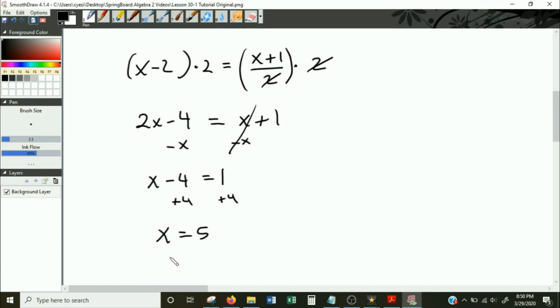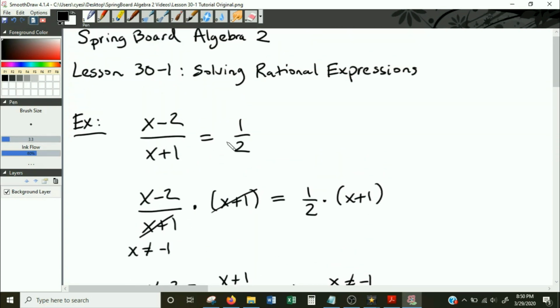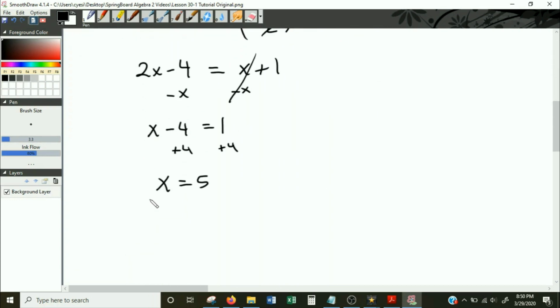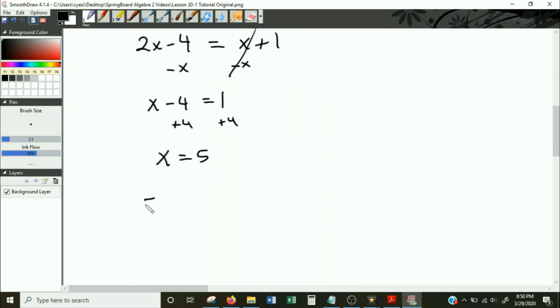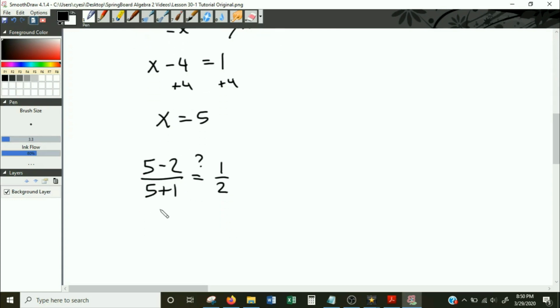Now let me plug this back into the original equation. The original equation was x minus 2 over x plus 1 equals half. So if x is equal to 5, it's going to be 5 minus 2 over 5 plus 1, and is that equal to half? Let's see, right? This means we're checking to see if it's true. So 5 minus 2 is 3, 5 plus 1 is 6. Yes, indeed, 3 over 6 is half, so that means that our answer is x equals 5.